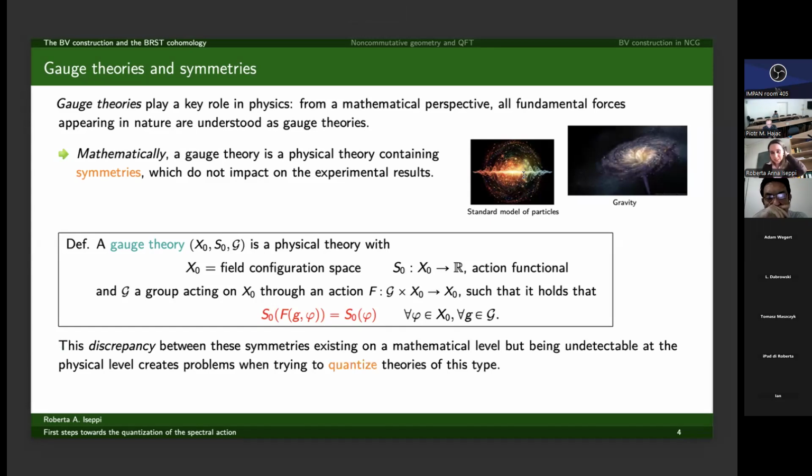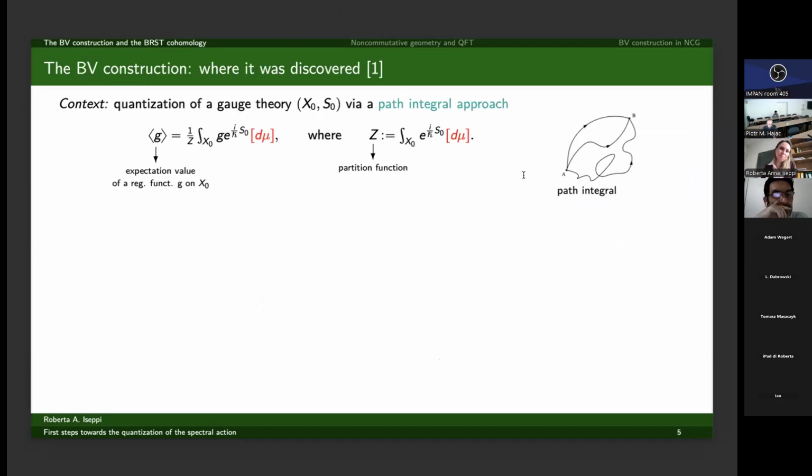What I was trying to convey is this idea that it's really the presence of these symmetries that creates problems when we try to quantize a theory. And one of the ways of quantizing theories is via the so-called path integral approach. As I was mentioning earlier, one of the revolutions coming from quantum mechanics is this idea that if we have a particle at some point in space, we cannot predict deterministically what the trajectory of this particle is going to be. So this is why there is this picture on the right of the slide.